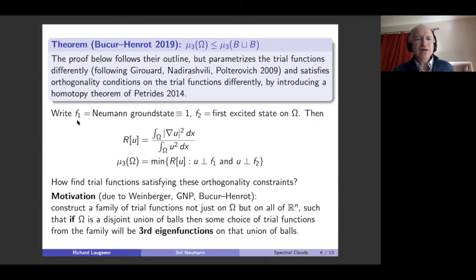So we'll write F1 for the Neumann ground state, which of course is just constant. And we'll write F2 for the first excited state, the second eigenfunction on the domain omega. So these two functions live on omega. Our other functions, our trial functions, are going to live on all of space. But the eigenfunctions, of course, are just on omega. Usual Rayleigh quotient and the variational characterization of the third eigenvalue.